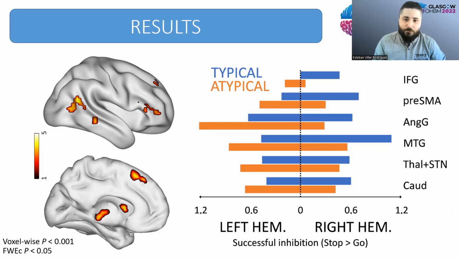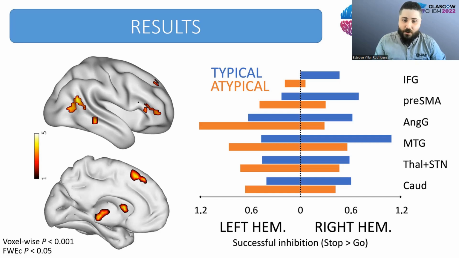This graph represents the activity of these 6 regions in both hemispheres. The bars extending from 0 towards the left represent left activity, whereas the bars extending from 0 to the right represent the right activity. Also, blue bars correspond to the typical groups, while orange bars correspond to the atypical groups. So we can see that in all 6 regions, the blue typical bars are longer on the right side, indicating a right lateralization of the inhibition function.